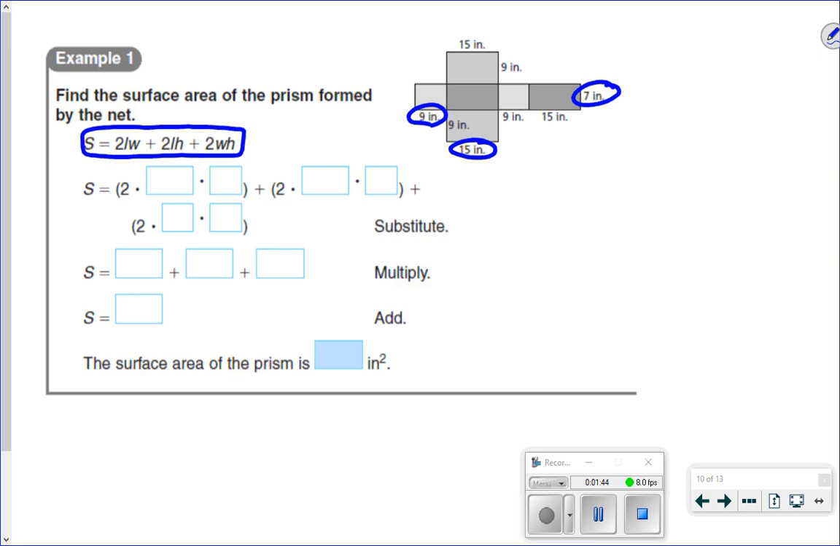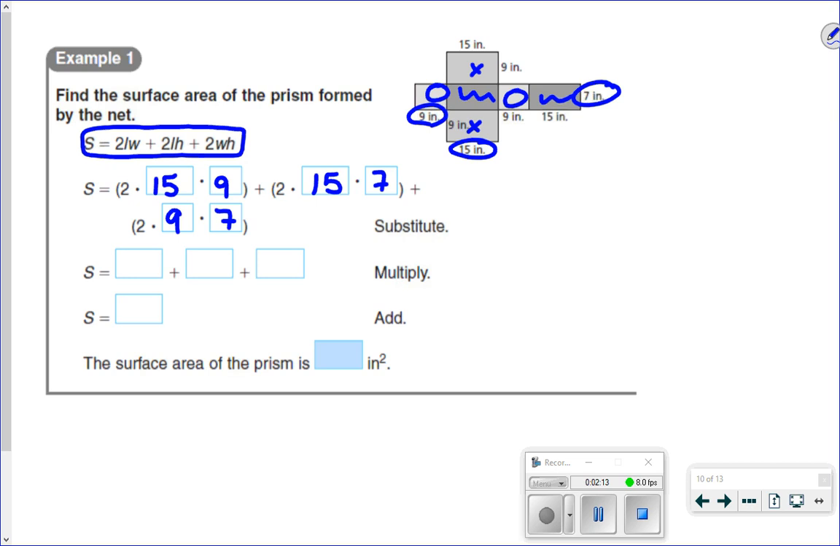All right, so I'm going to go ahead and put them into my formula. So I'm going to start with the ones on the bottom and the top. That's this one and this one. Those are 15 by 9 rectangles. So I have 2 times 15 times 9. Then I'm going to do the shaded in ones, this one and this one. Those are 15 by 7, 2 times 15 times 7. And then the last ones are the little ones here that I'm circling. Those are 9 by 7. So 15 by 9, 15 by 7, and then 9 by 7.